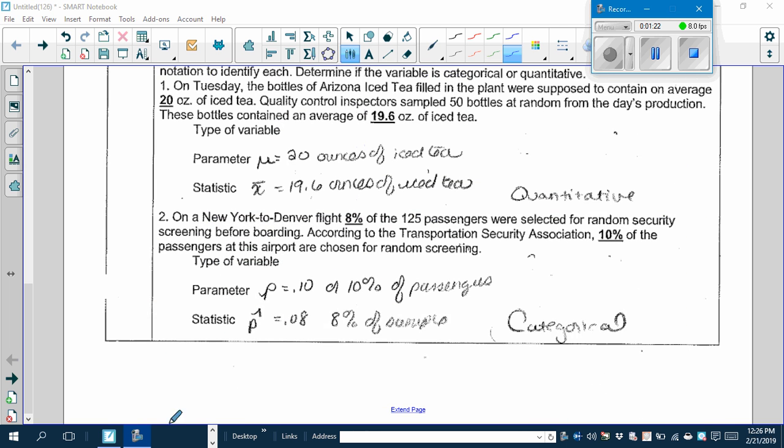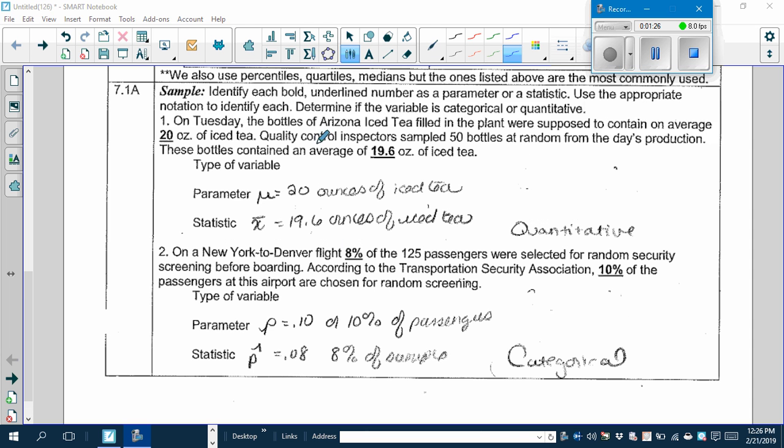So we talked about that. You're going to have a short answer question that's very similar to this. It's going to have two parts to it. There are 5 things that you're going to have to name, and you're going to have to see which one's a parameter and which one's a statistic. So this is a great example of a short answer problem.